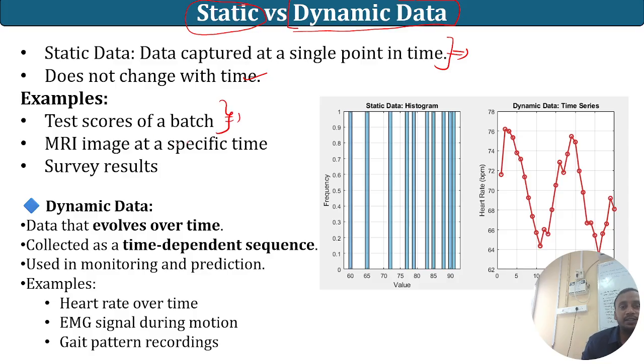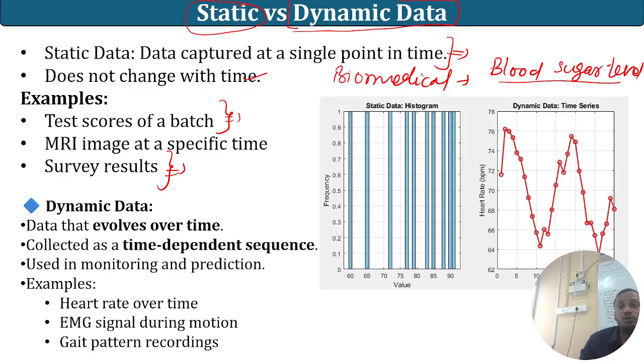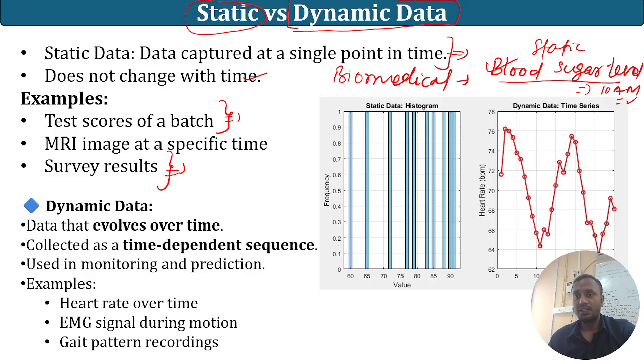An MRI image at a specific time, or survey results. Or in the biomedical field, we can take blood sugar. The sugar level is also static data. If we take it at one point of time, let's say 10 a.m., some value comes. Again we take it around 11 o'clock, so again one value comes. In a similar way, static data is not going to change with time. Okay, so it's static data.